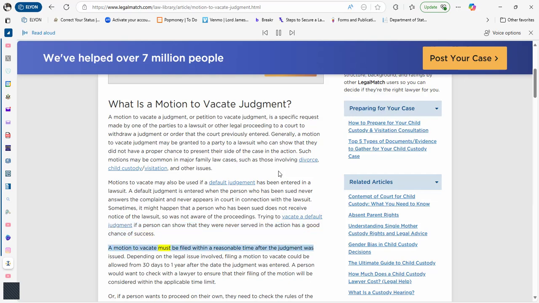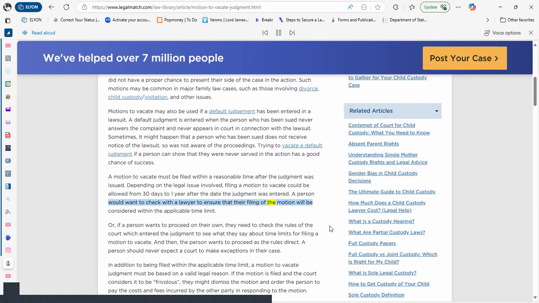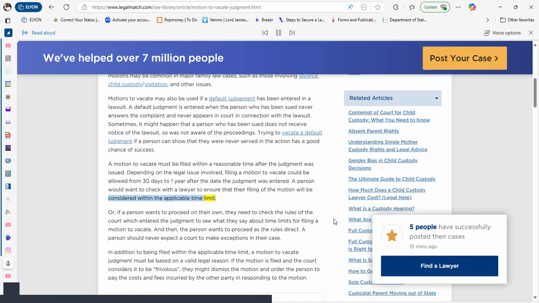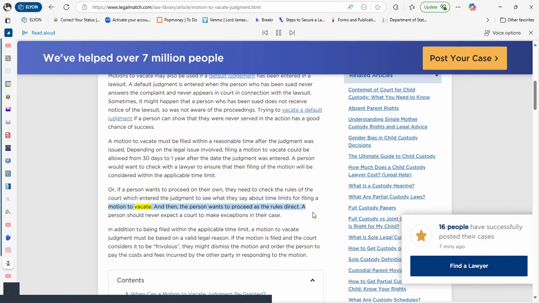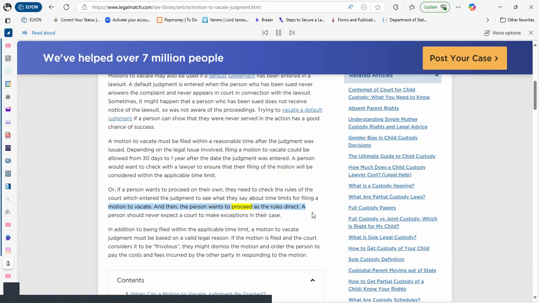A motion to vacate must be filed within a reasonable time after the judgment was issued. Depending on the legal issue involved, filing a motion to vacate could be allowed from 30 days to 1 year after the date the judgment was entered. A person would want to check with a lawyer to ensure that their filing of the motion will be considered within the applicable time limit. Or, if a person wants to proceed on their own, they need to check the rules of the court which entered the judgment to see what they say about time limits for filing a motion to vacate. And then, the person wants to proceed as the rules direct. A person should never expect a court to make exceptions in their case.